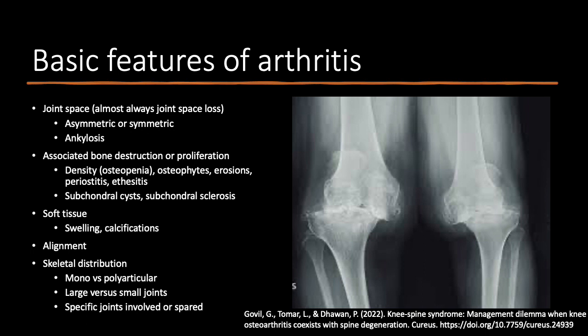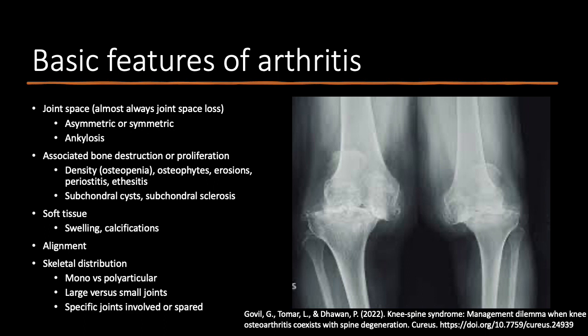So first, looking at the joint space, which is almost always joint space loss in the setting of arthritis. This may be symmetric or asymmetric, and there may be evidence of ankylosis. The associated bone changes may be destructive or proliferative. So we have to look at the overall bone density, look at whether there is osteophyte formation, evidence of erosions, whether there are any subchondral changes in terms of cysts and sclerosis.